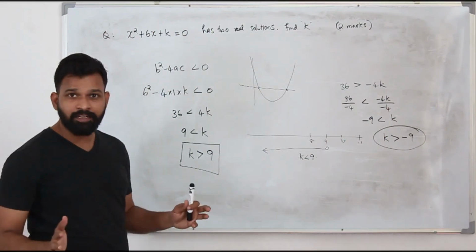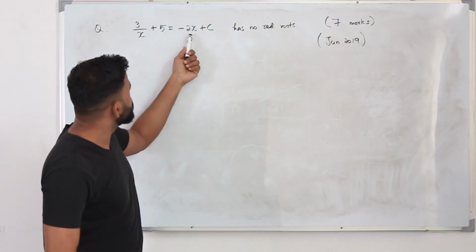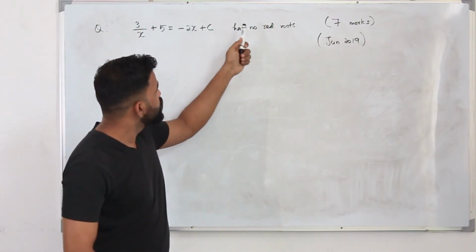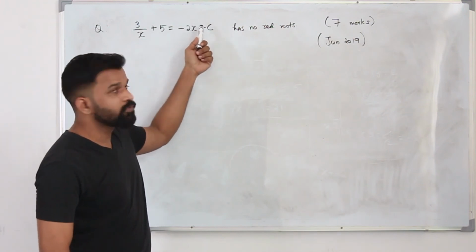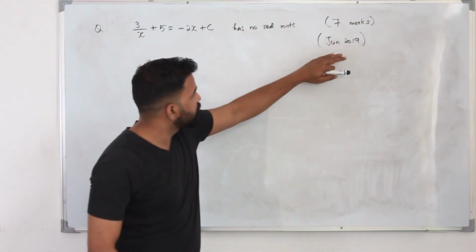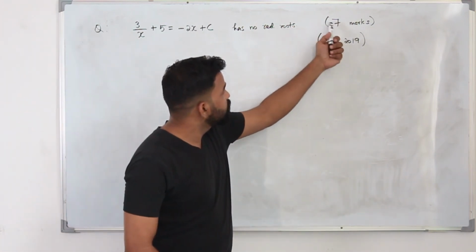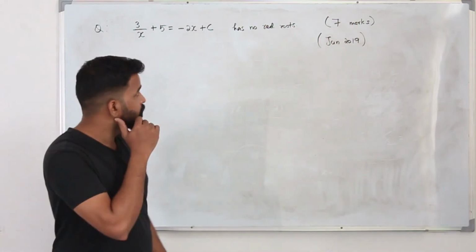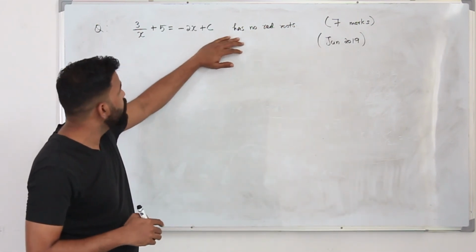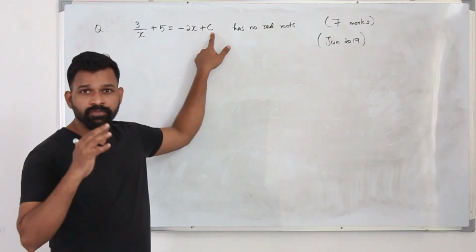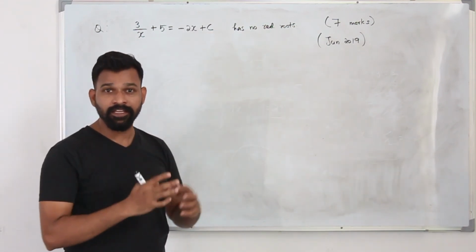That's it. Nothing else. Now this question, 3 upon x plus 5 equals minus 2x plus c, has no real roots. Find the range of possible values of c. This question has been taken from Jan 2019 past paper. And surprisingly, this question has 7 marks. So, how do we find the possible values of c? We are going to use the three cases that we learned in discriminant.